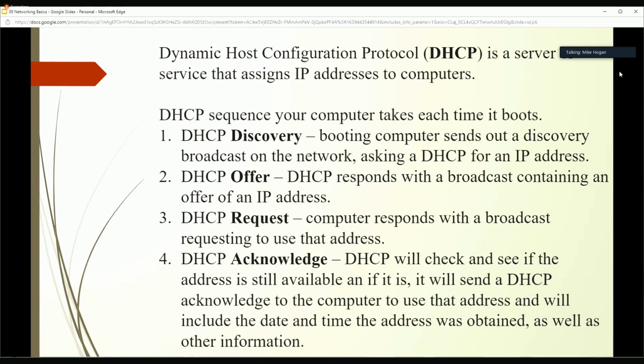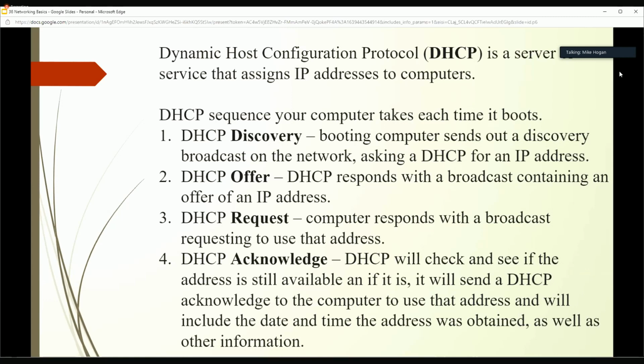The DHCP server will respond. It's going to once again broadcast out, because keep in mind, the host that's requesting this IP address doesn't have an IP address yet. And so it can't just send it directly to that one machine. And so it broadcasts back out an offer of an IP address. The DHCP request: the computer responds with a broadcast requesting to use it. And then finally, a DHCP acknowledgement.